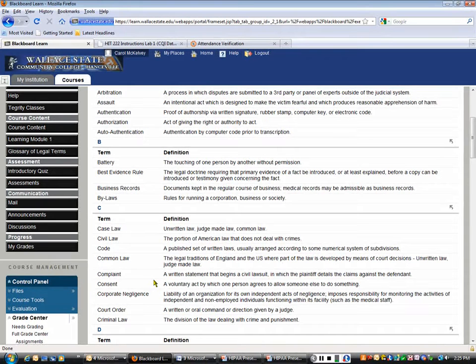Consent, a voluntary act by which one person agrees to allow someone else to do something. So consent, we've talked about that many times in the different types of consent.